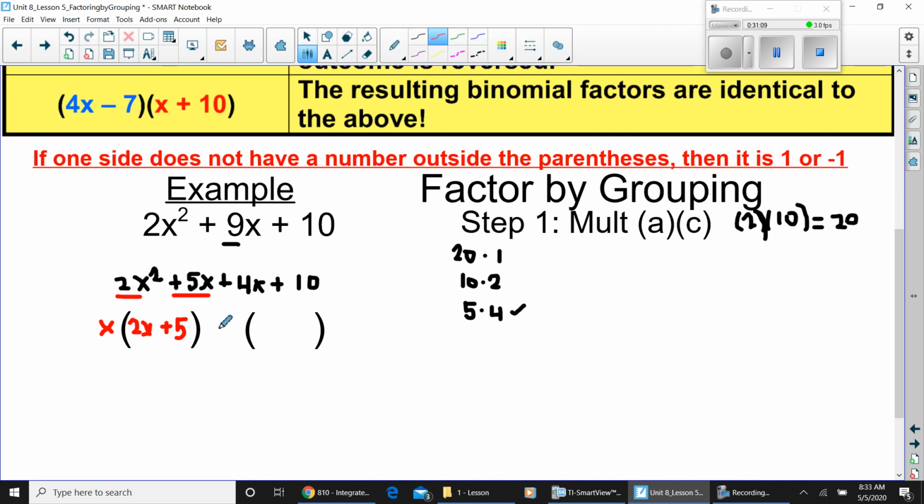But let's go ahead and see if we can get a greatest common factor out of the second pair. 4 and 10, I know that 4 doesn't go into 10, but 2 goes into both. So I'm going to put that as a greatest common factor. What times 2 equals 4x? 2x. Notice that so far so good. And then 2 times what equals 10? Plus 5.